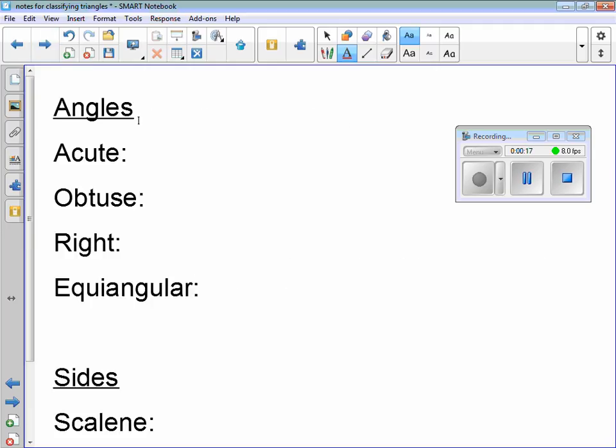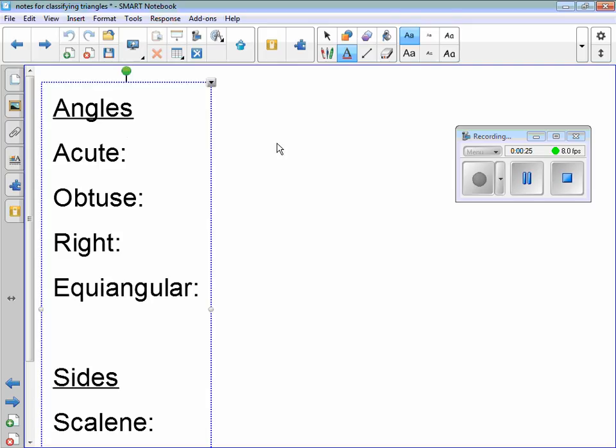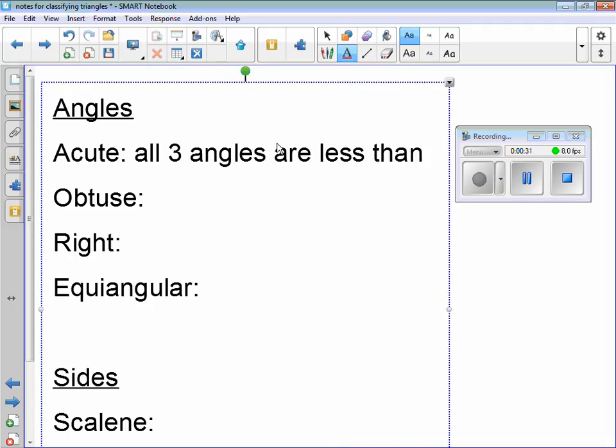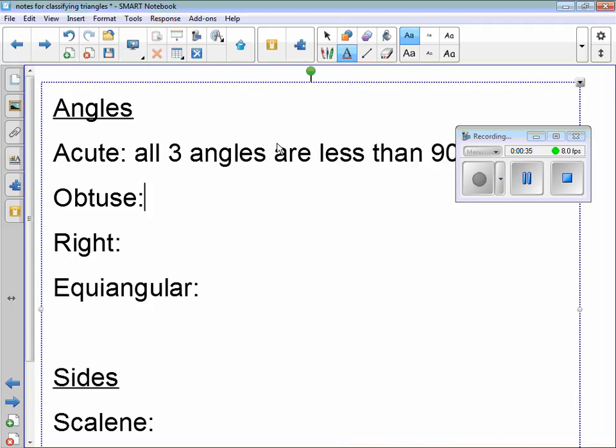So when we're looking at angles, we have 4 different ways that we can identify the triangle. We have acute, obtuse, right, and equiangular. Acute means that all 3 angles are less than 90 degrees. If the triangle is obtuse, one angle in the triangle is greater than 90 degrees.